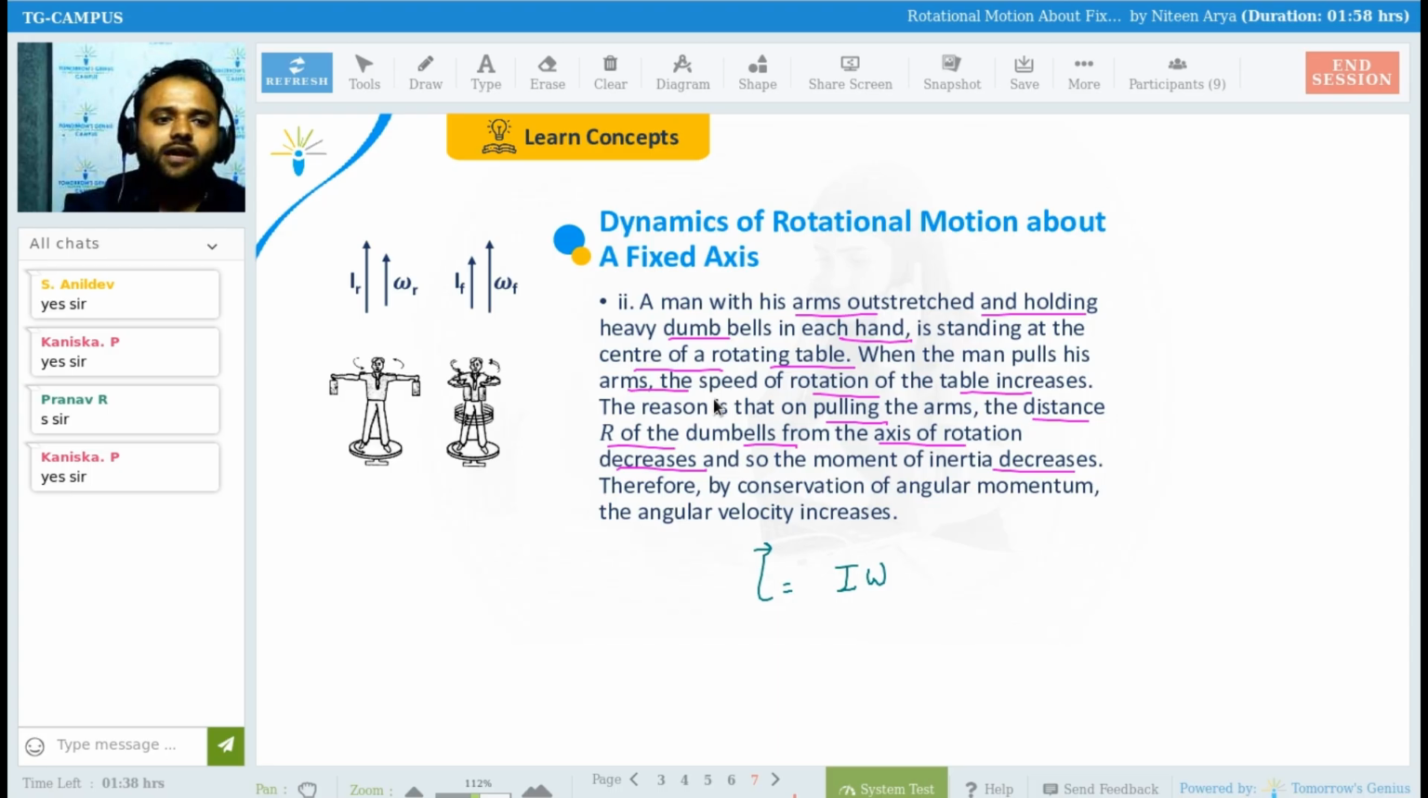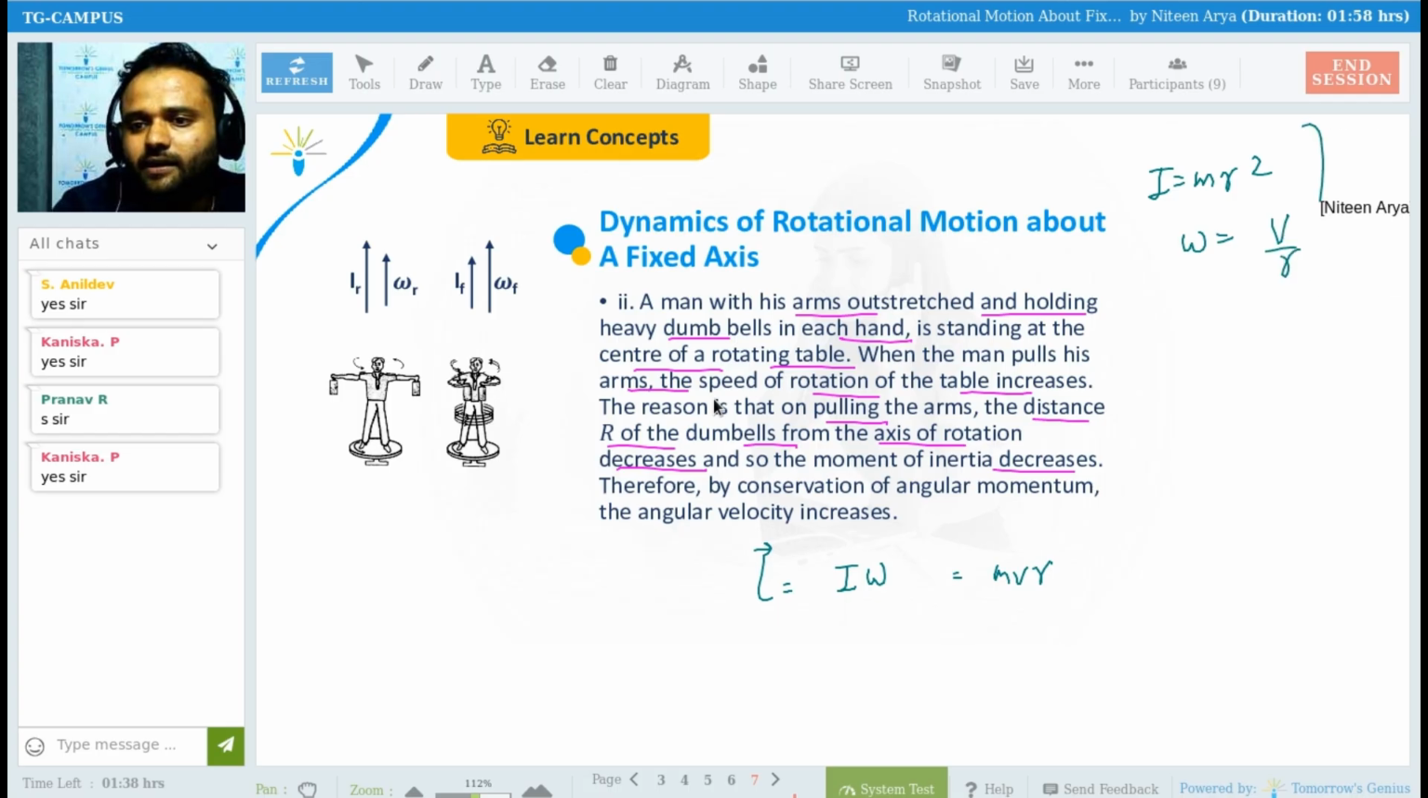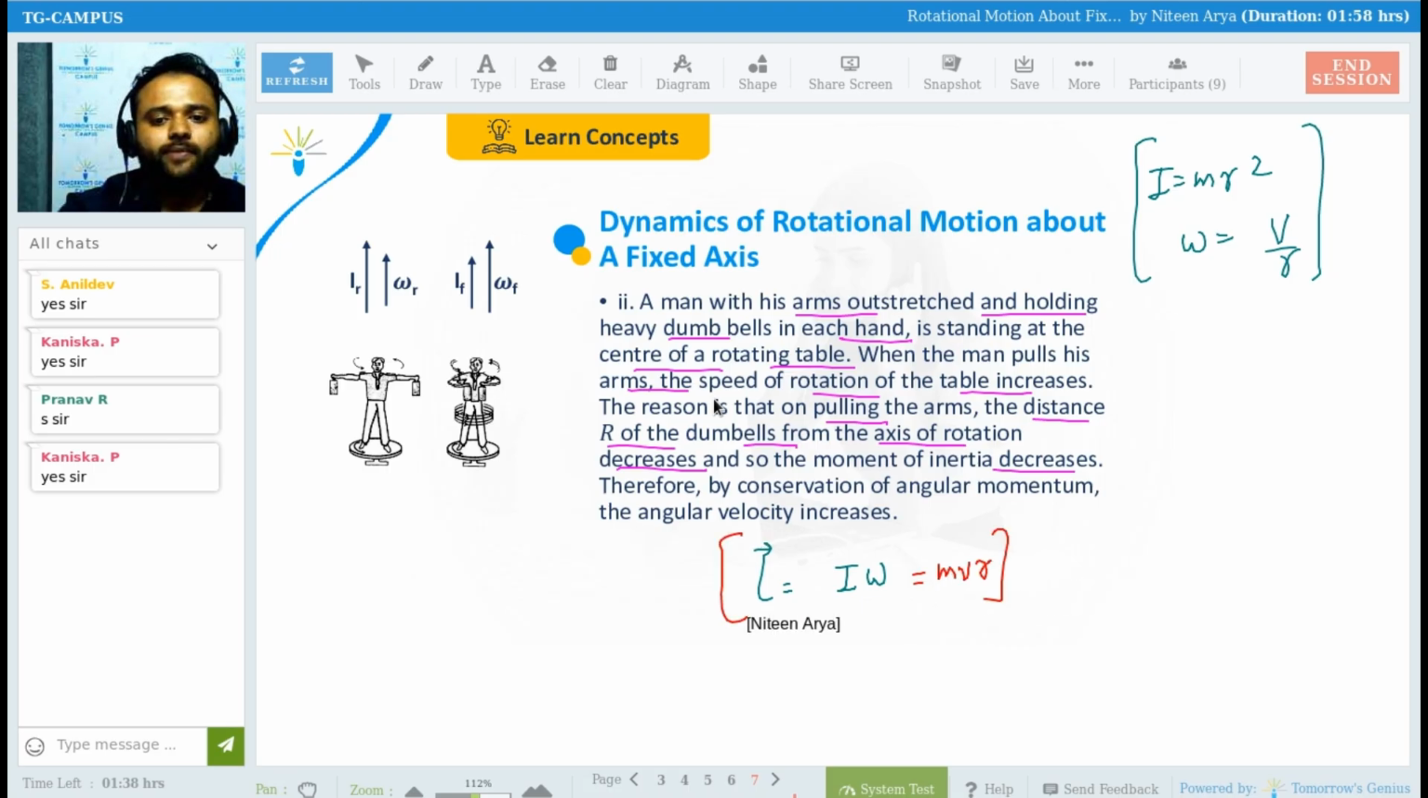I can be treated as mr square, and automatically we can get mvr all over. Why? Because I is nothing but mr square, or omega is nothing but v by r. So putting the value all together, I omega, which is angular momentum, is mvr. We can put it in this way also.